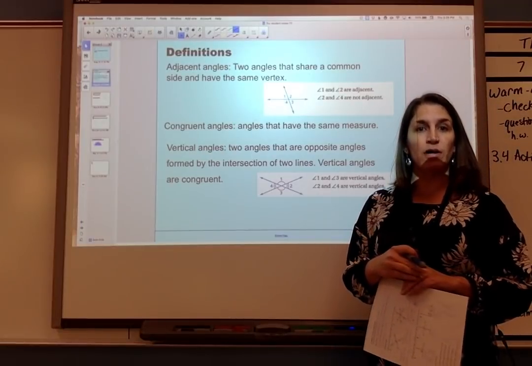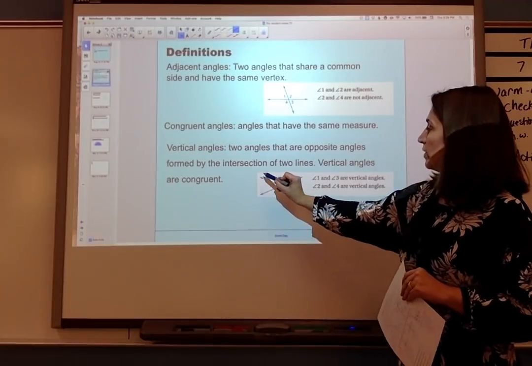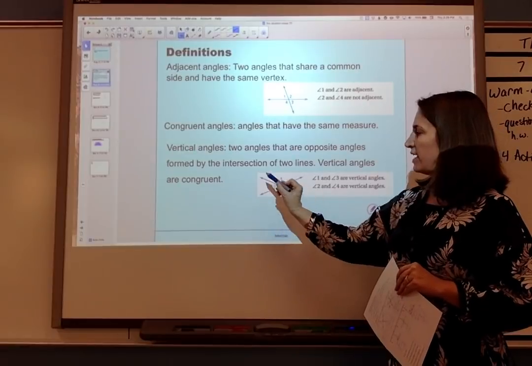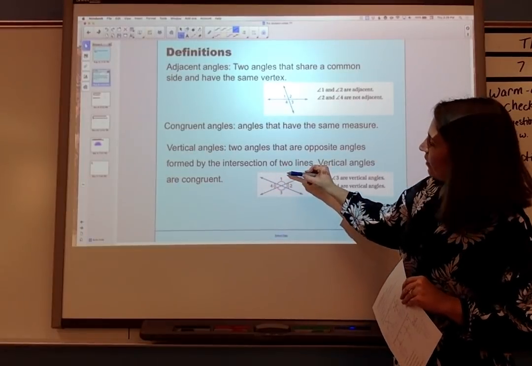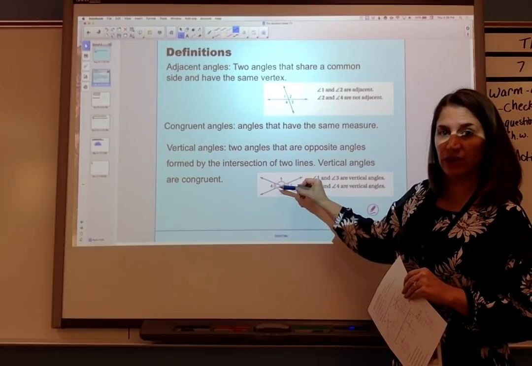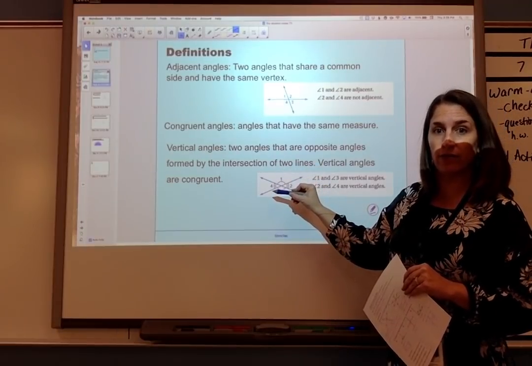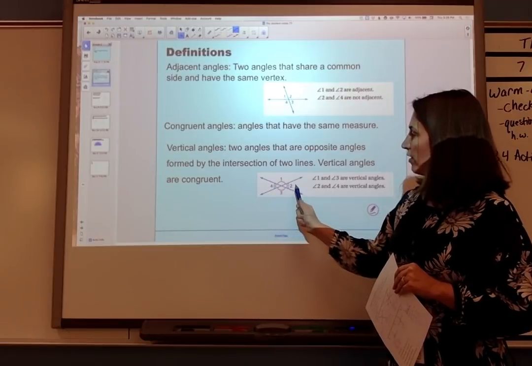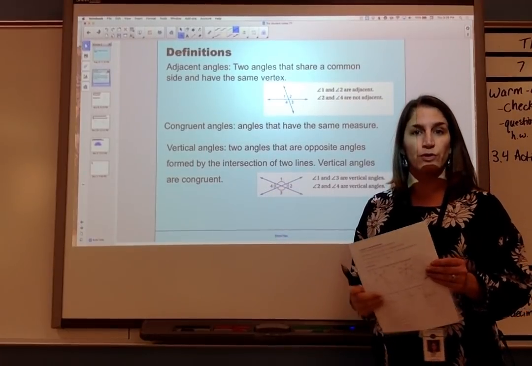Vertical angles are congruent. So we have this picture here of two intersecting lines, and angle 1 and 3 are vertical. They're across from each other, and we can see that they appear to be congruent. And angle 4 and 2 are also vertical angles.